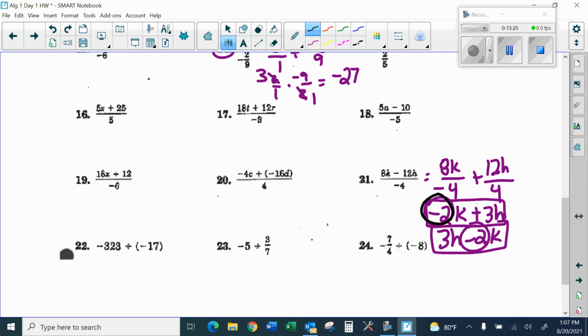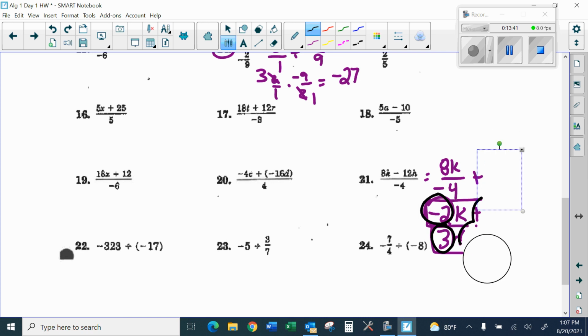Okay, the exact same coefficient. Positive 3 coefficient there, positive 3 coefficient there. So those are exactly the same. Negative 2K plus 3H is the same as 3H minus 2K. So that's one way of doing it. That's usually a favorite way, but there is another way.